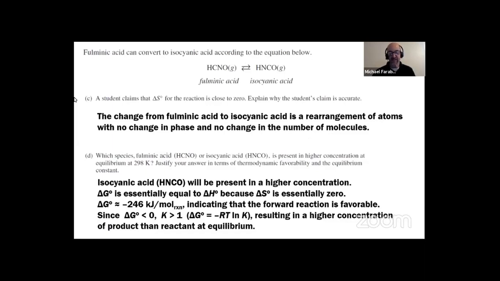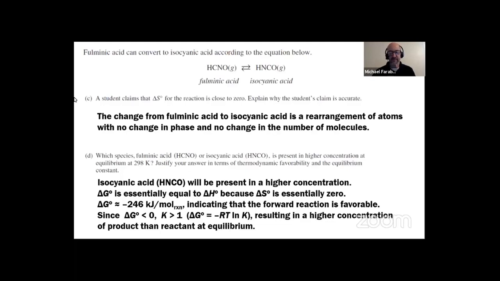That means that the reaction is favorable. Since delta G is negative, that means that K, the equilibrium constant, is greater than 1. There should be more products than reactants. So the product, isocyanic acid, will be present in higher concentration. We made the connection from delta G to the equilibrium constant being greater than 1.